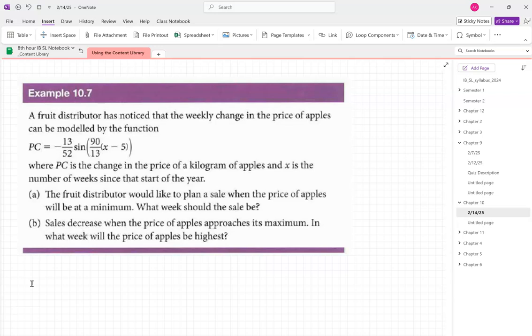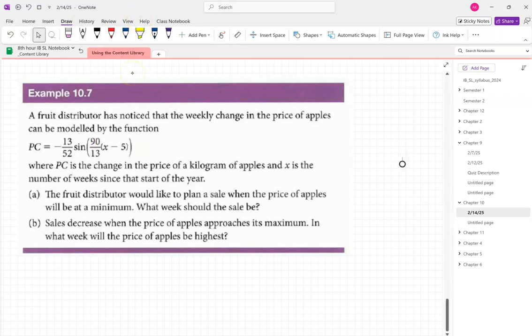Last example, a fruit distributor has noticed that the weekly change in the price of apples can be modeled by the function P'(x) equal to something with a sine in it, where P'(x) is the change in price of a kilogram of apples, and x is the number of weeks since the start of the year. Do we know how to take the derivative of something with a sine in it? But read the question carefully.